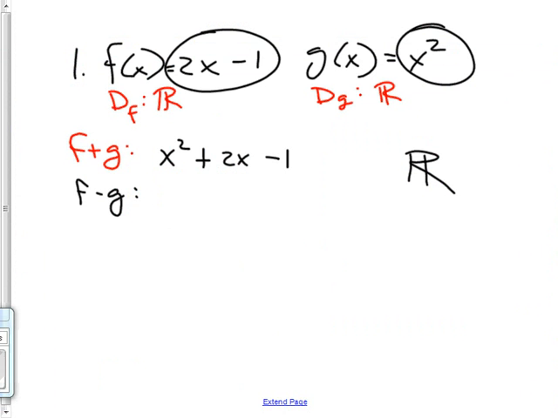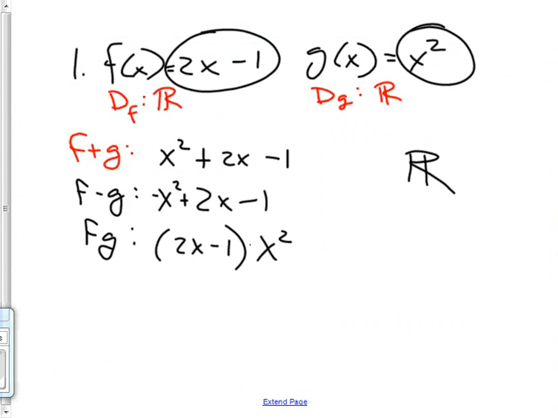Just move this over. And I'm going to put that minus x squared in the front. Okay, and then the last one is f times g, or fg. And that just means multiply them together. Now here's where some people forget the parentheses around 2x minus 1 times x squared. Could you put the x squared first? Yes, you could. I'm not going to make you rearrange it. You can't just slap the x squared on this. Well, you have to put it on both of them if you want to distribute it up.